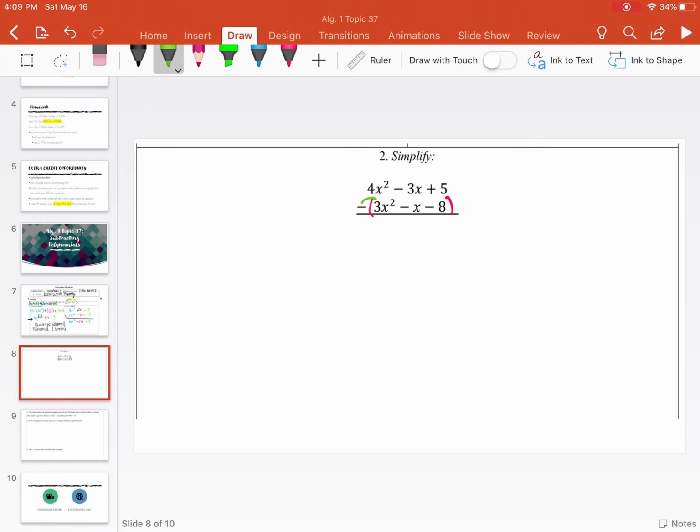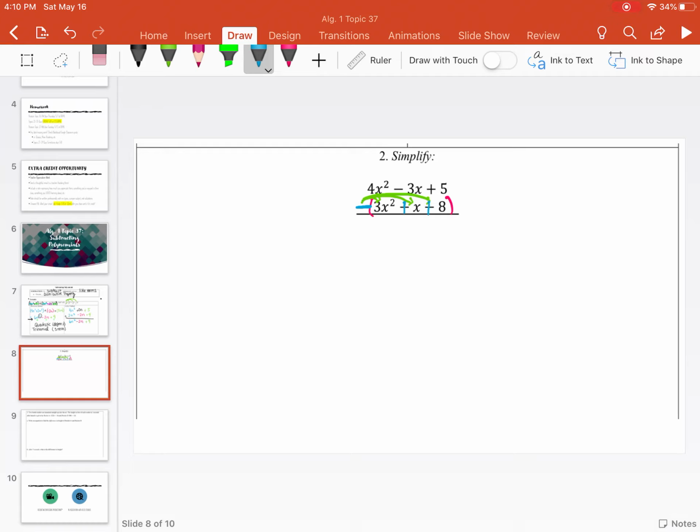So we're really distributing this negative to every single term. And when that happens, we're multiplying by a -1. So that actually changes the sign of every term in that second row. So instead of positive 3x squared, we get a negative 3x squared. Instead of a negative x, we get a positive. And instead of a -8, we get a positive 8.